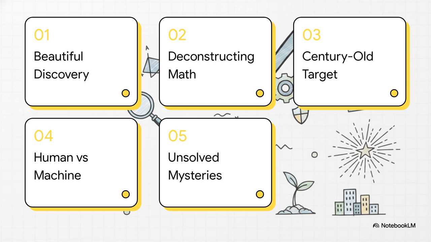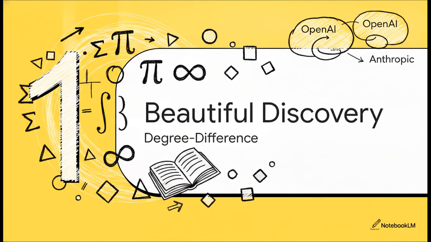Okay, here's our quick roadmap for today. First, we'll look at the beautiful discovery itself. Second, we're deconstructing the math. Third, the century-old target it aims at. Fourth, the boundary of human versus machine proof. And finally, the unsolved mysteries left for the community to tackle. All right, let's jump right into part one, the beautiful discovery, the degree difference principle.